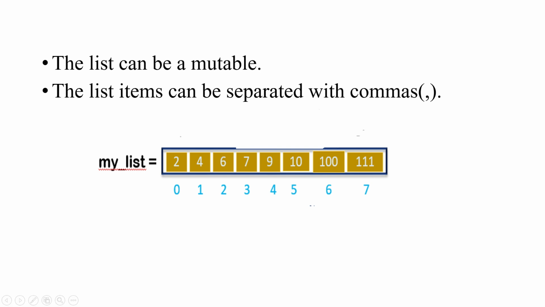So for example, if we have my list, this list consists of a total of 8 elements. These are integer elements. So these elements we can give as indices like this. The list index starts from 0 and ends at n minus 1. That means 0, 1, 2, 3, up to the last index, which is n minus 1.